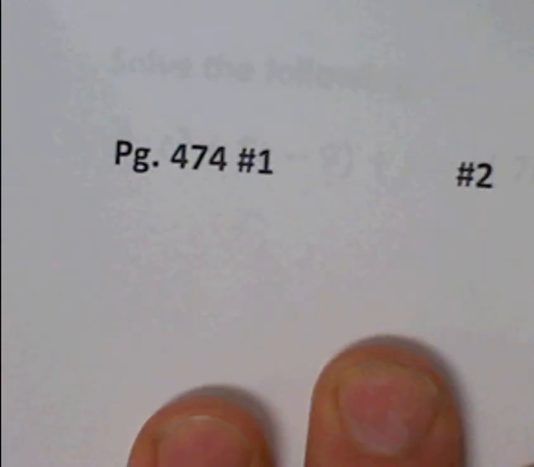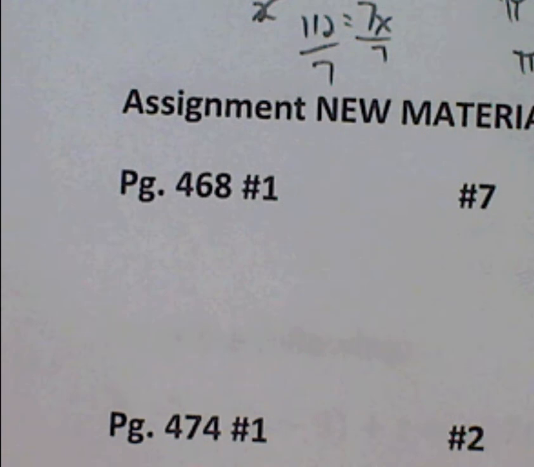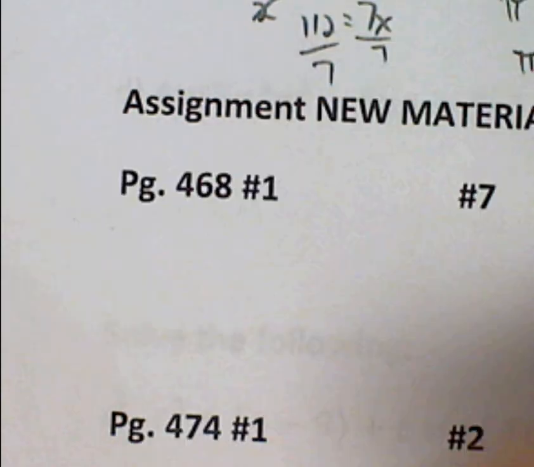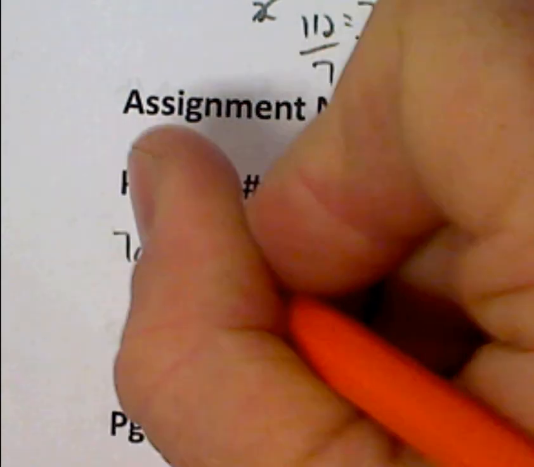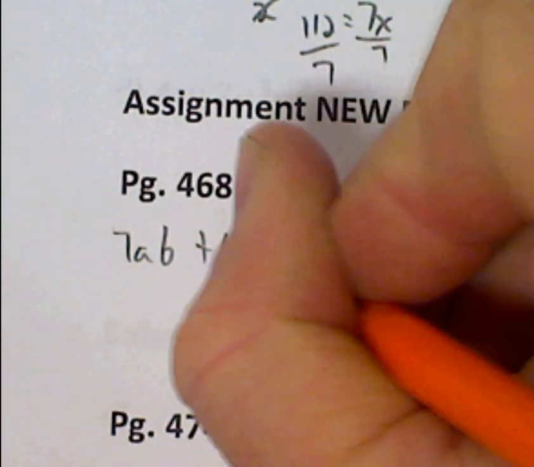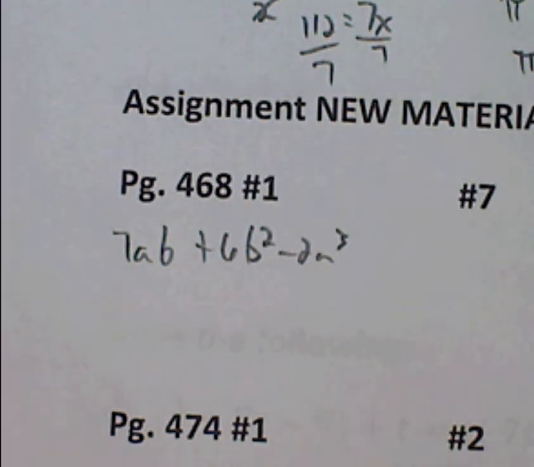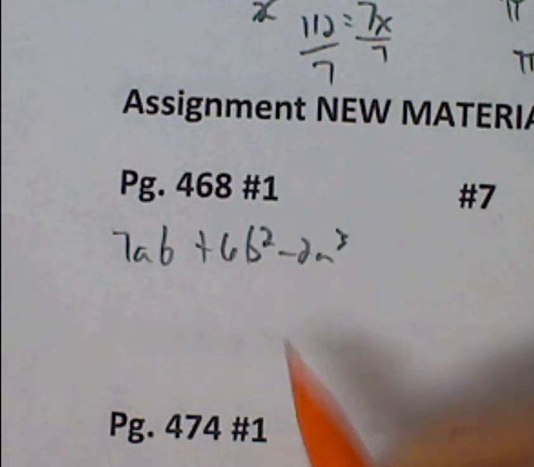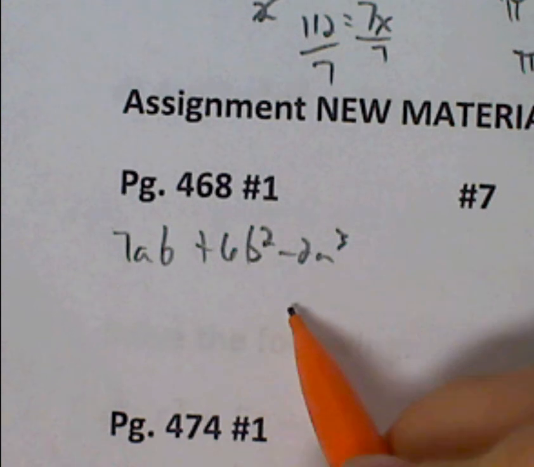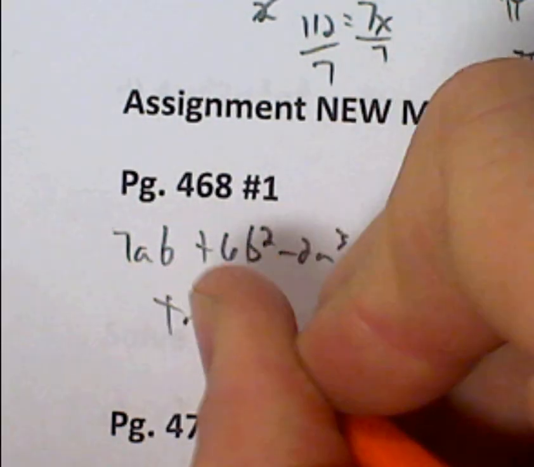Page 468, number 1. It says determine whether each expression is a polynomial: 7ab plus 6b squared minus 2a to the third. So this is a polynomial, and it's a trinomial.